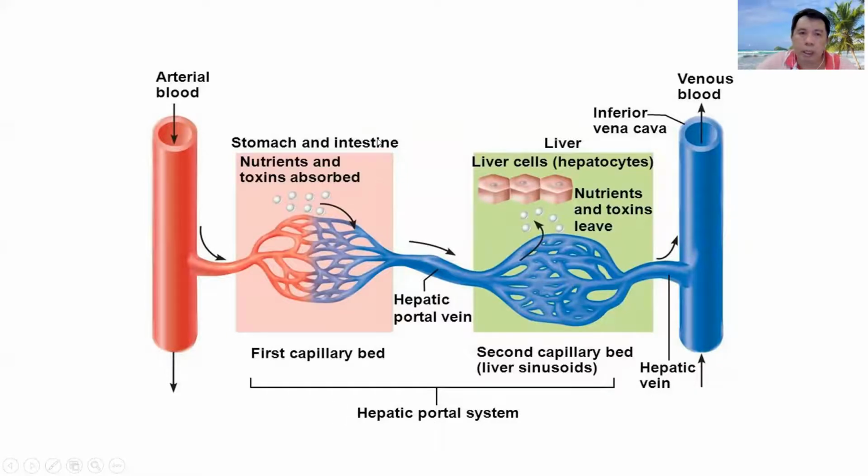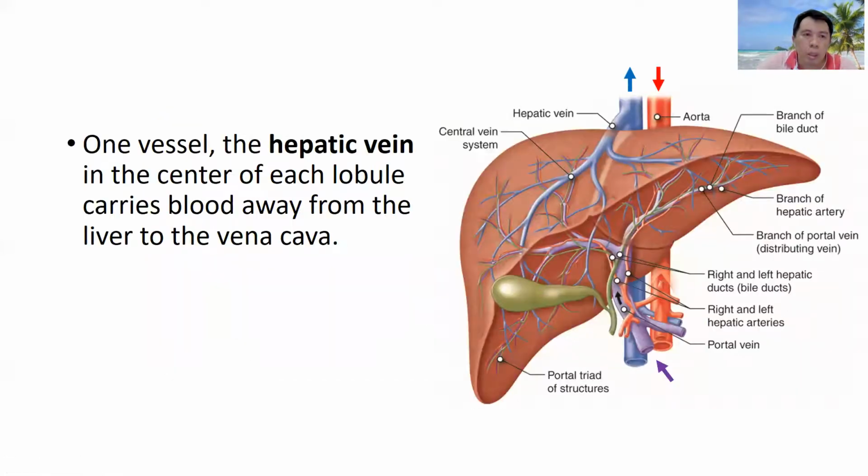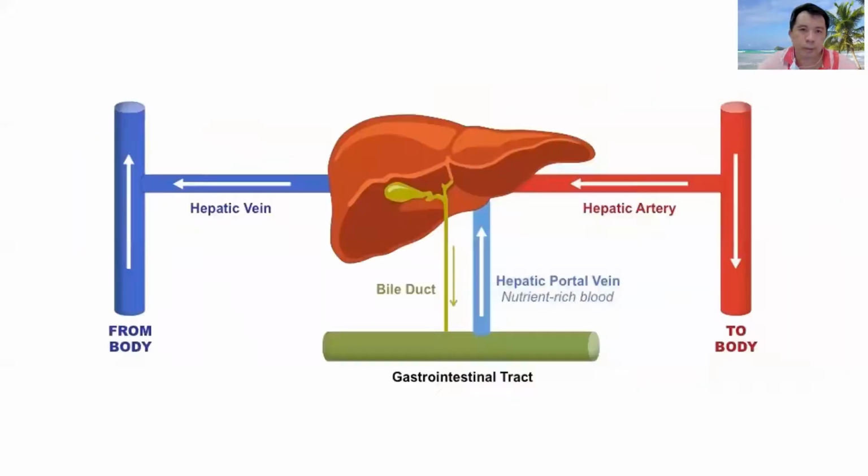Then the other one is the hepatic artery, which carries the blood from the heart to the liver, and then also channels to the central vein and leads to the hepatic vein. Then the hepatic veins in the center of each lobule carry blood away from the liver to the vena cava and returns to the heart.